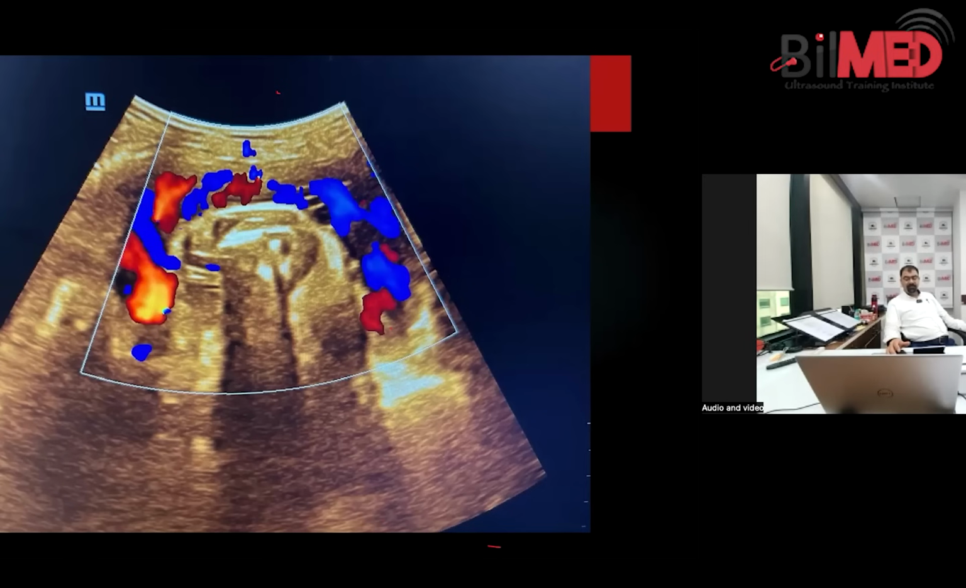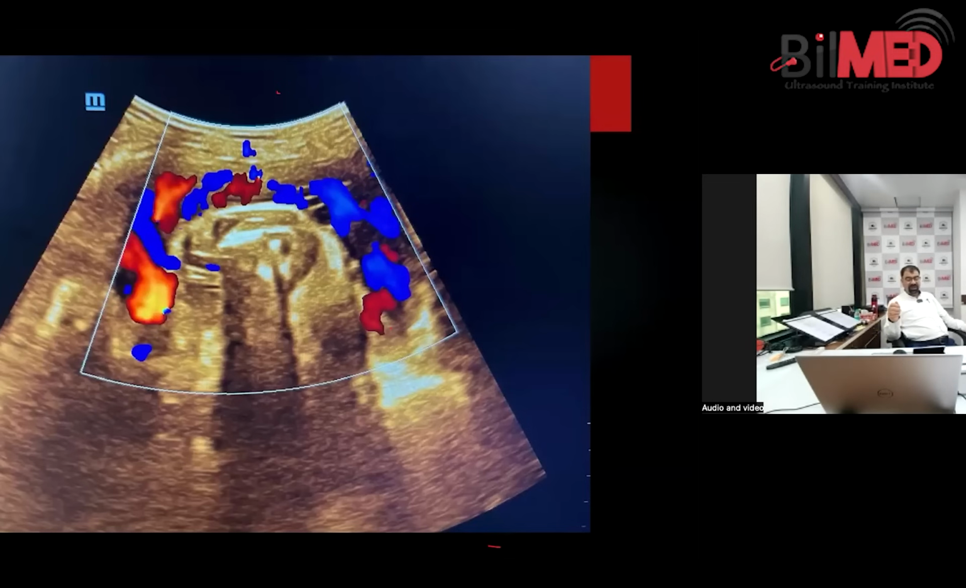Hurry up. Whoever has completed the color Doppler, there is a class in which we have taught how you can confirm whether this is a tight or a loose loop.